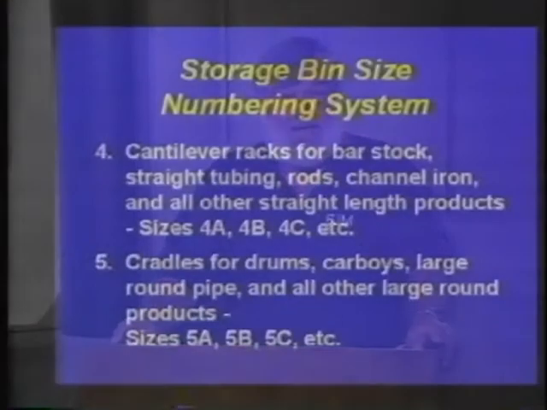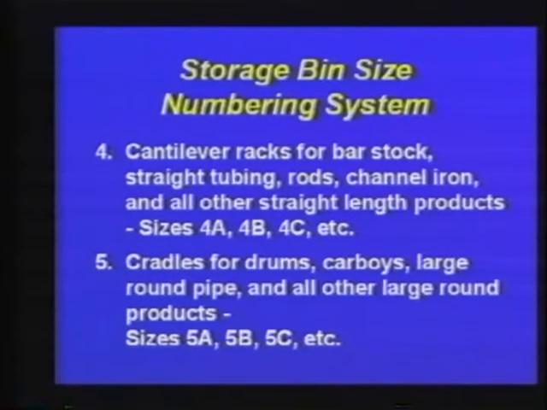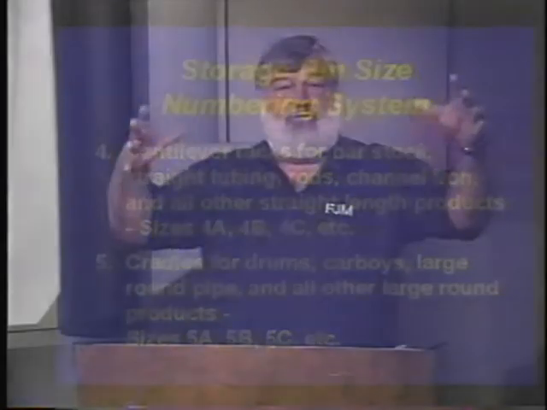5 are cradles for drums and carboys, and a cradle is nothing more than an item that I could horizontally rest a drum or a carboy on. They're kind of cut out, they look like they're scalloped. They could be individual cradles, or there could be a series of cradles over a longer length, and the dimension of that cradle. So again, cradles are identified by the dimensions A, B, C, just like we've used previously.